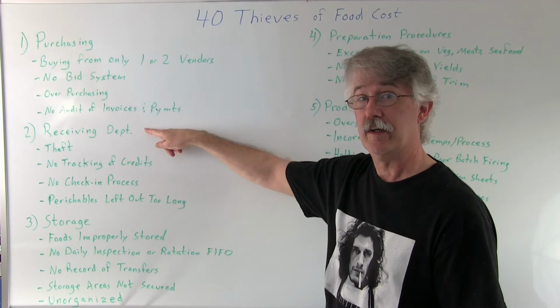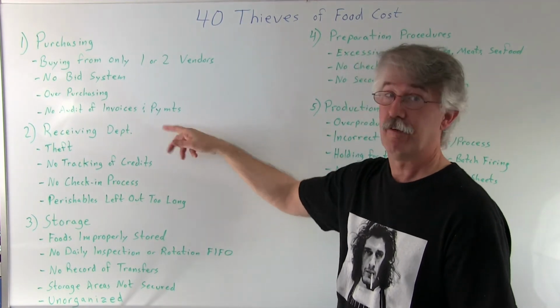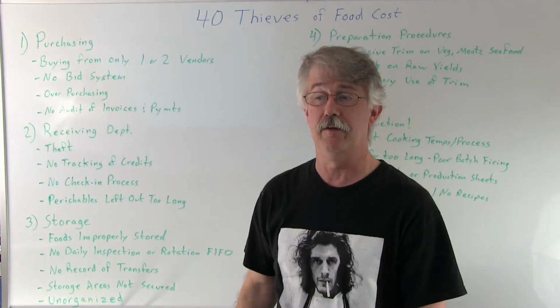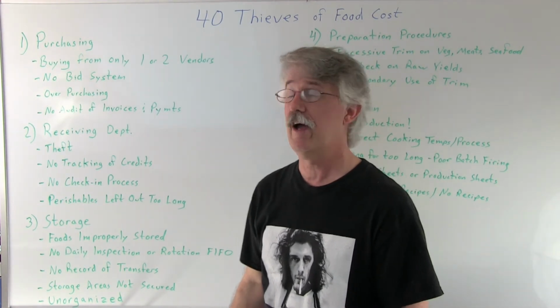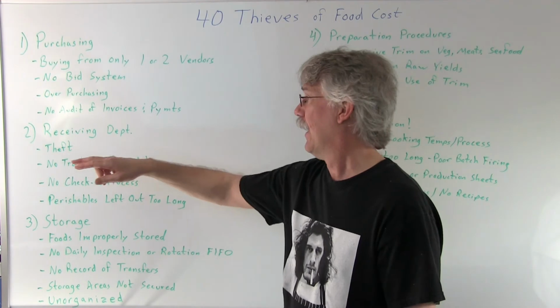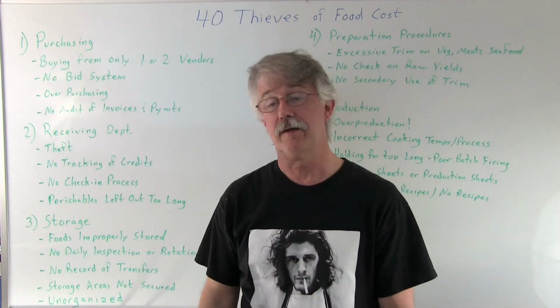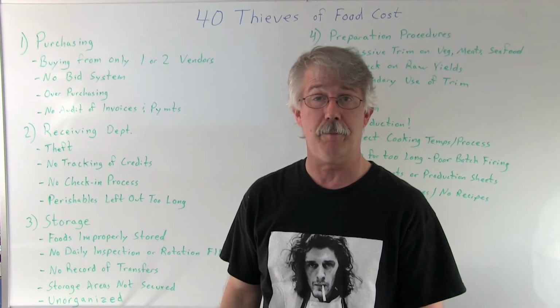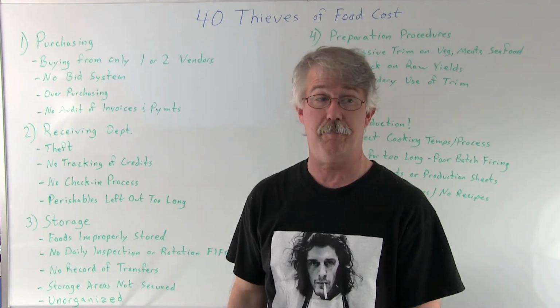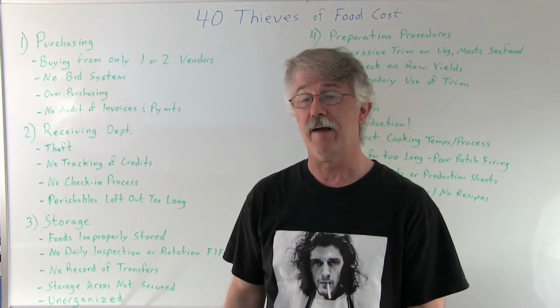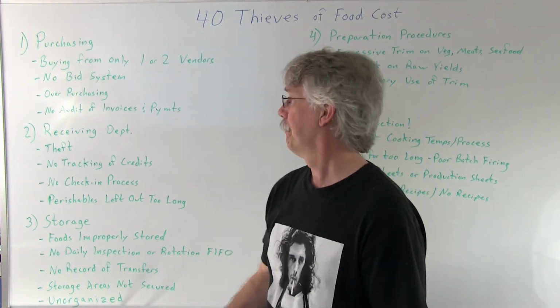All right, next area is the receiving department. First, you should have a receiving department. If it's yourself, then these are some of the steps that you want to have in there. Theft. The receiving department is an area that can steal. Let's say you get 20 pounds of salmon and they put 15 pounds into your kitchen. You need a way to verify that and hold them accountable.